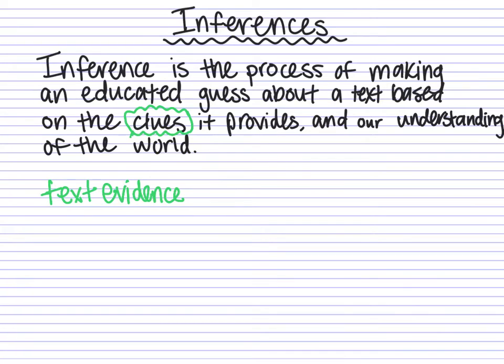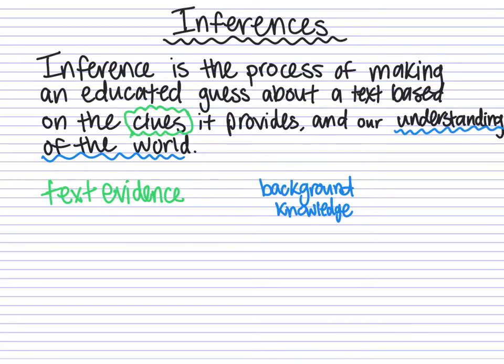So, if we take text evidence, which are the clues provided in the text, and our understanding of the world, this, sixth graders, is known as our background knowledge. That is our understanding of the world. These are things that are in our brain. So here's where the math comes in.